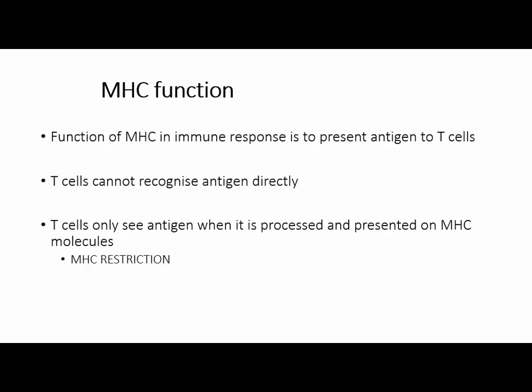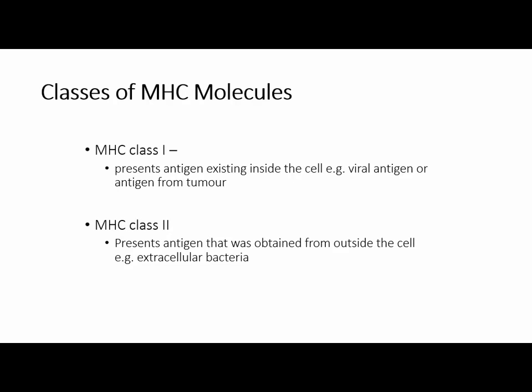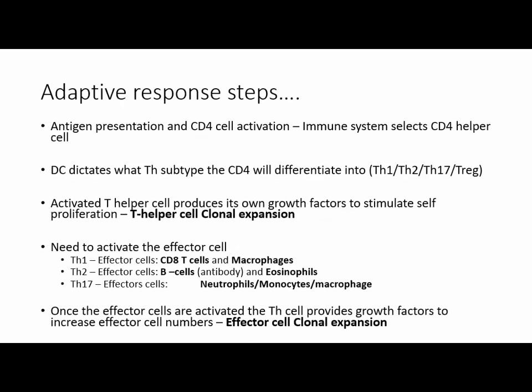So, we've talked a little bit about MHC and this process of MHC presentation and its ability to bind to T cell receptors is called MHC restriction. Okay, you should be aware at this stage of MHC1 and MHC2, MHC1 presenting antigen from within the cell, and MHC2 presenting antigen that has derived from outside the cell. Okay, now that's the very basics of adaptive immunity.